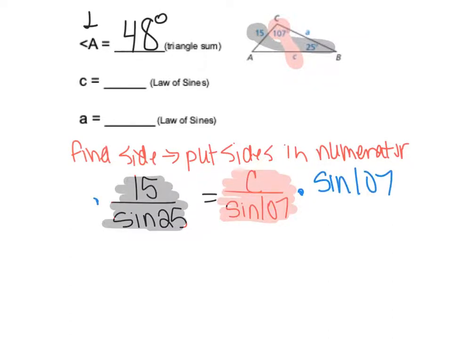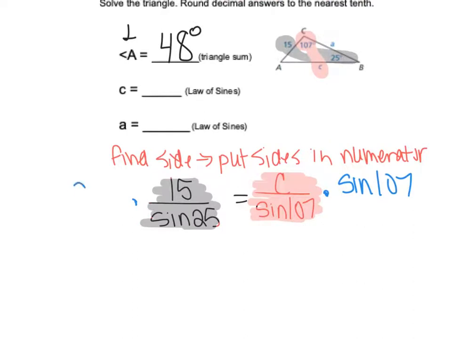So if we do that, we're going to multiply this side also by the sine of 107. And what we have left over here, these are going to cancel. We have C all by itself now. Now we just need to make sure we can put this into the calculator correctly.